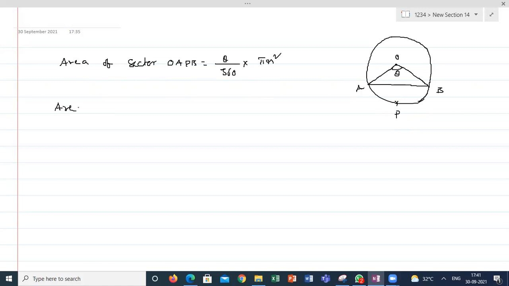And the area of the segment, how much did you get, Harita? Area of the segment is how much? R square into sine theta by 2 into cos theta by 2. So with the help of this, the area of the sector minus the area of the triangle OAB. These two subtractions will give the area of the segment.